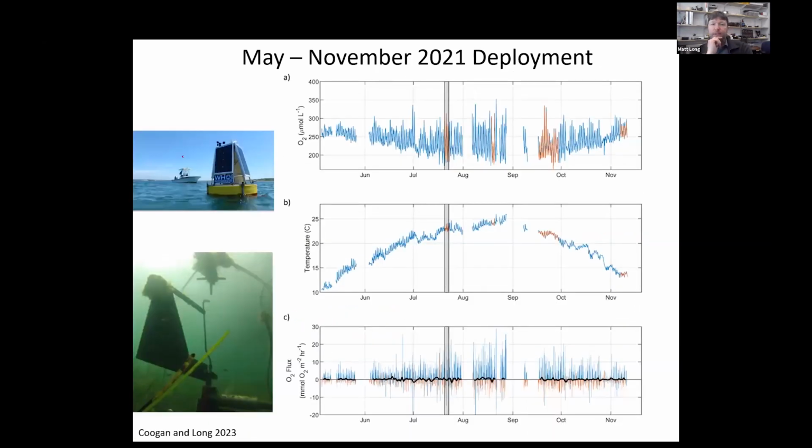And here's what that looks like. The top panel here, you see a couple gaps that occurred throughout the year, and that's due to servicing or changing the sensors that we needed to do. We were kind of learning along the way. We've never deployed anything for longer than about 2 weeks before, so this was a big jump forward for us.